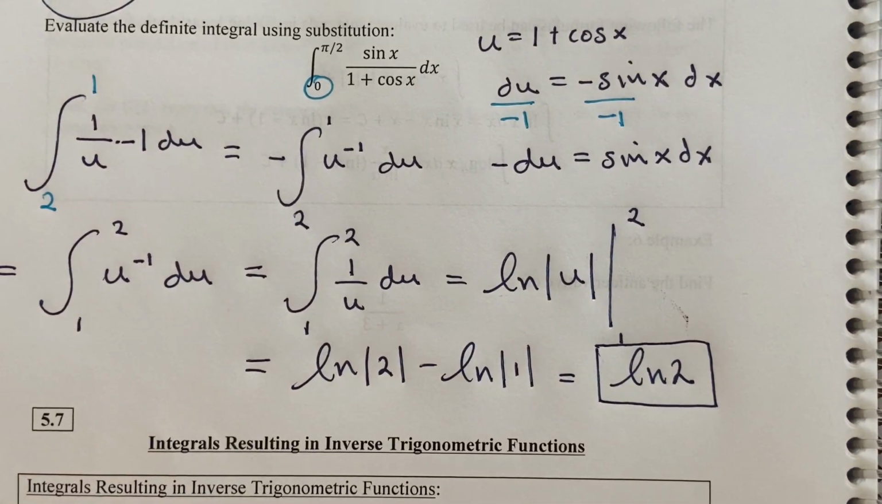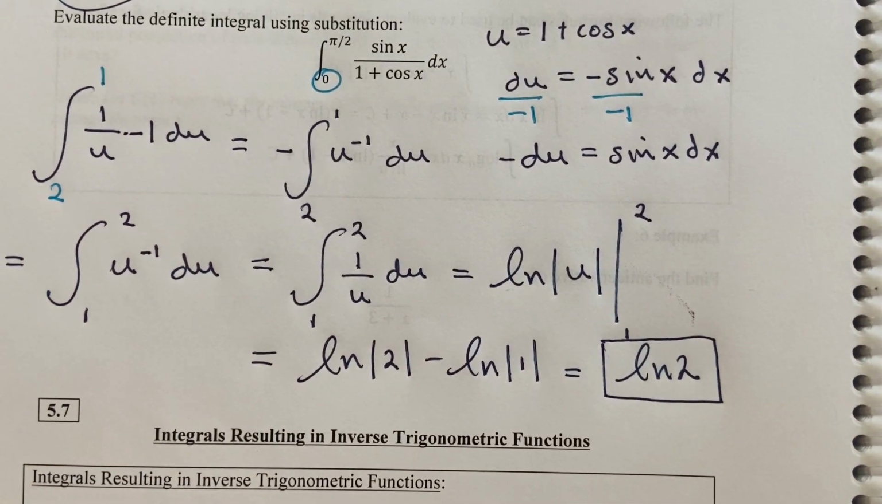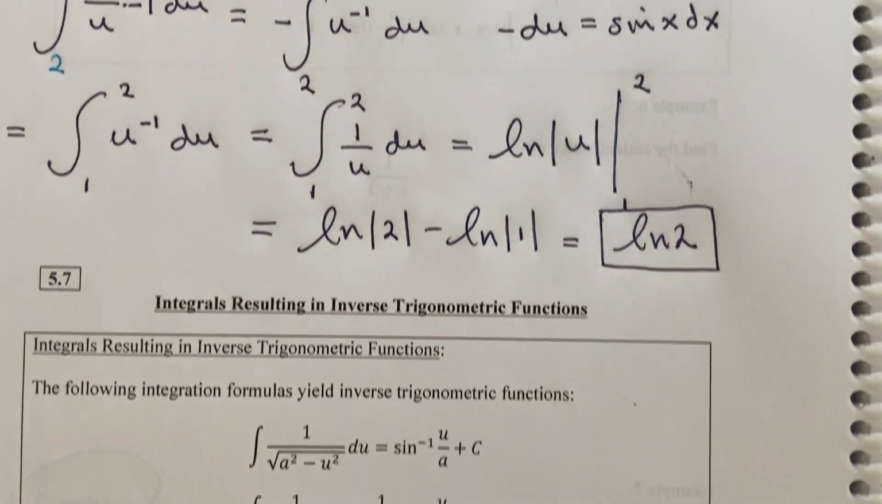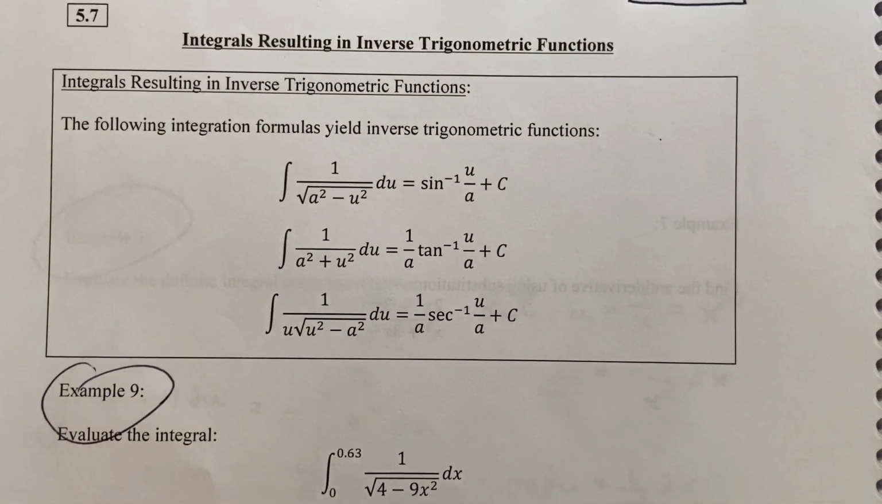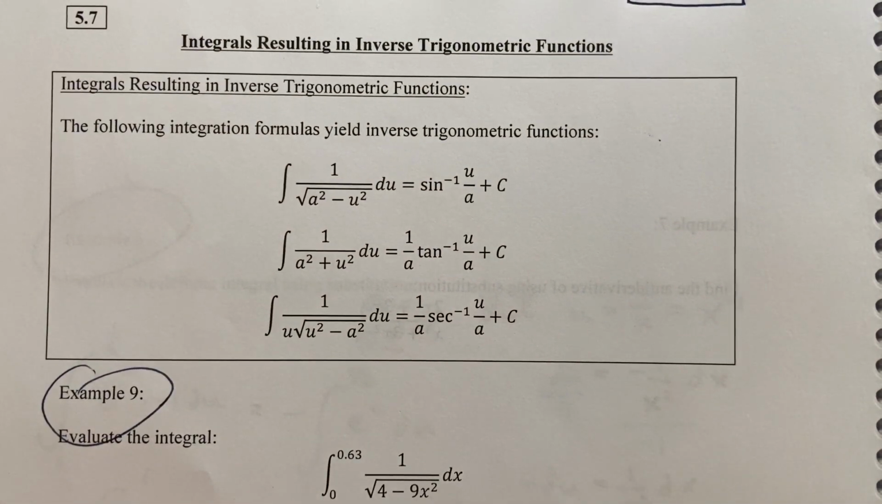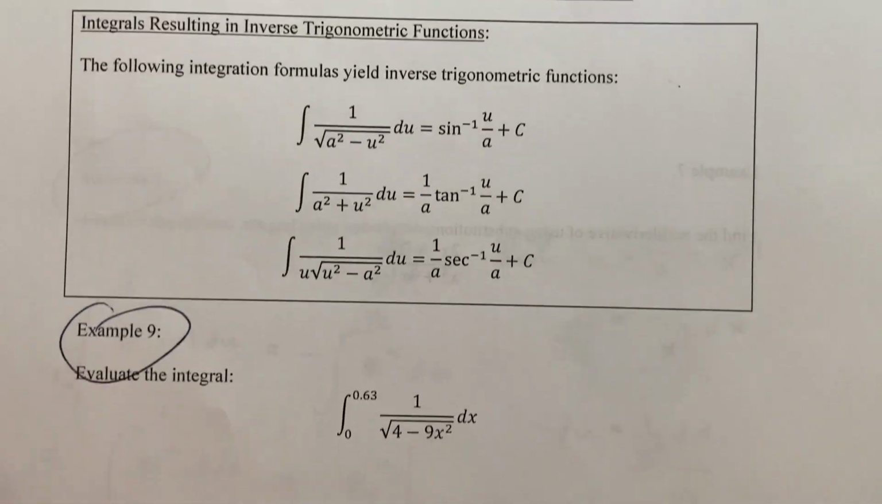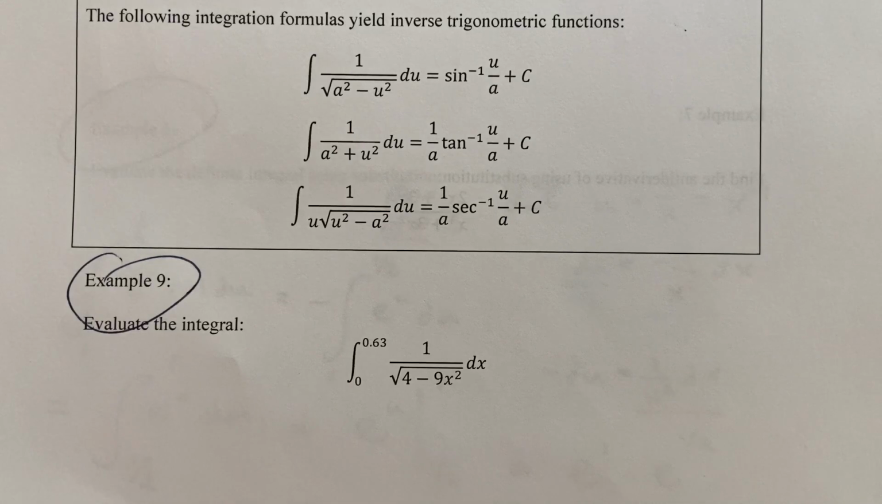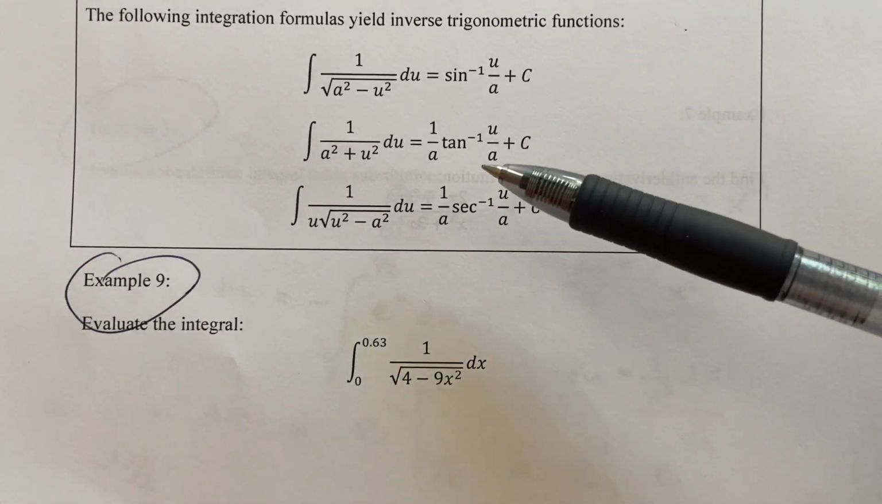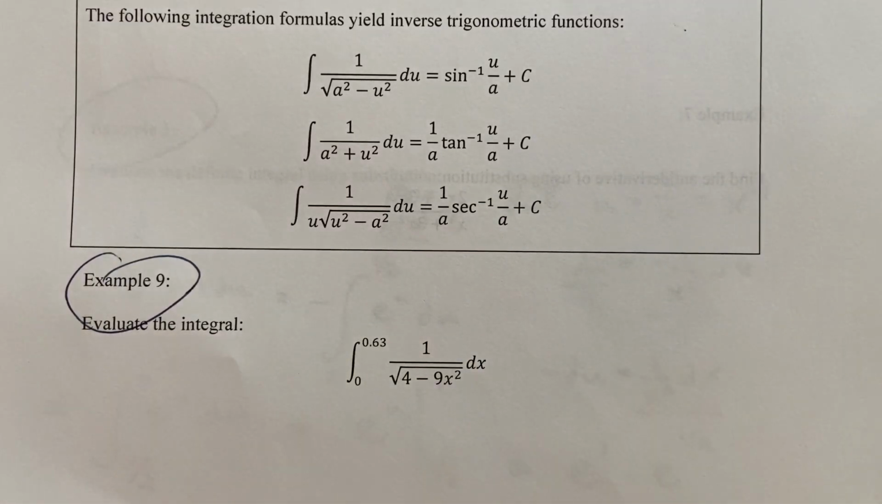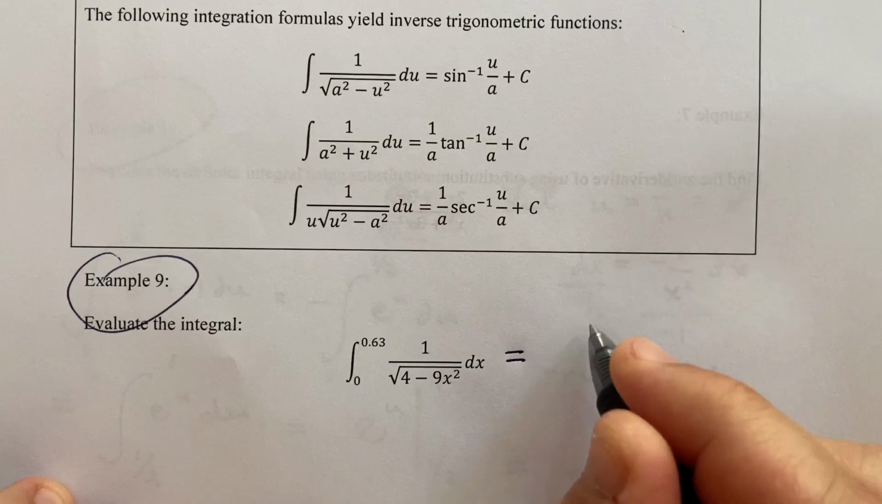There's that one. On to 5.7. I'm not going to talk much about 5.7. There's just a list of formulas you kind of need to know how to work with. Here they are. So I'm just going to do a problem and call it good. So looking at the possible formulas we have, this would be like, let me just rewrite it.